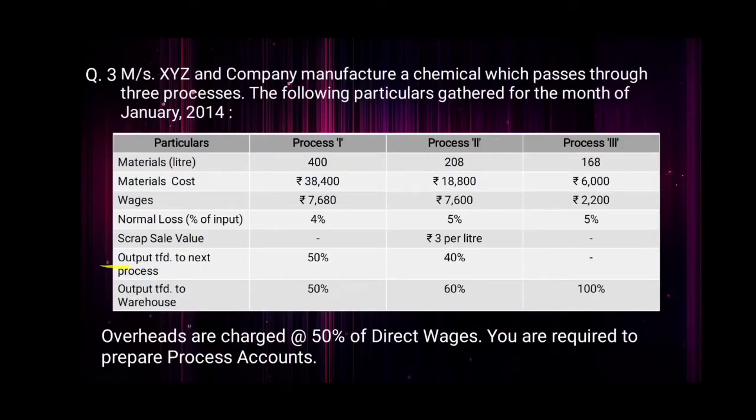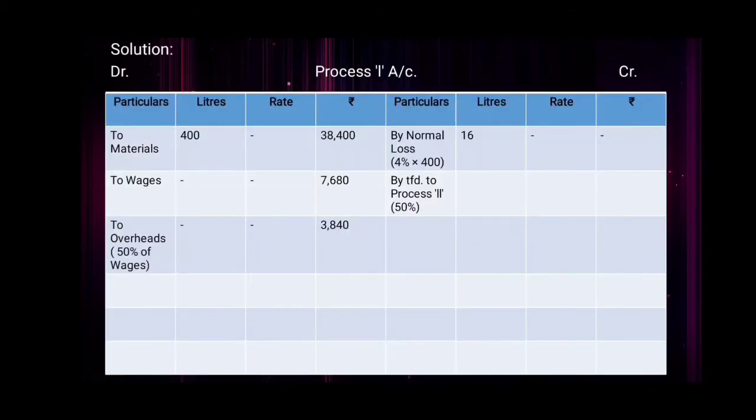Now output transferred to next process. For process 1 account it is 50%. So we'll calculate by transfer to process 2, 50%, which will be 192 liters and the rate we have to calculate.